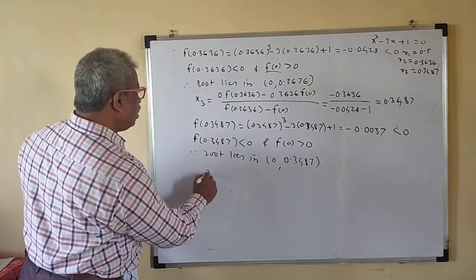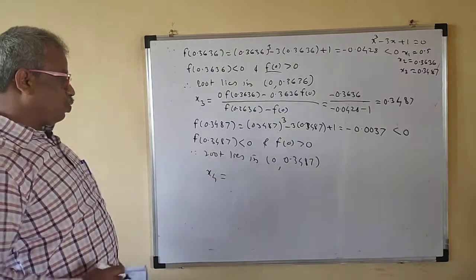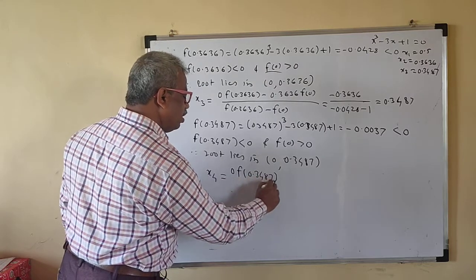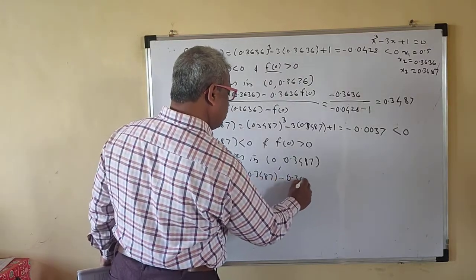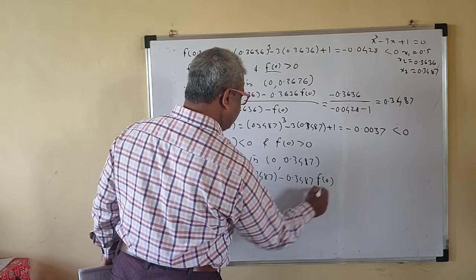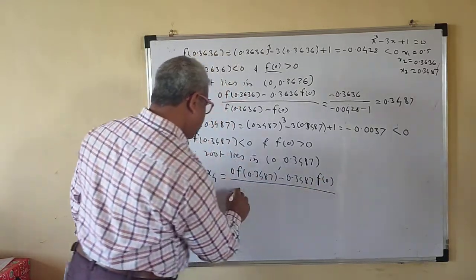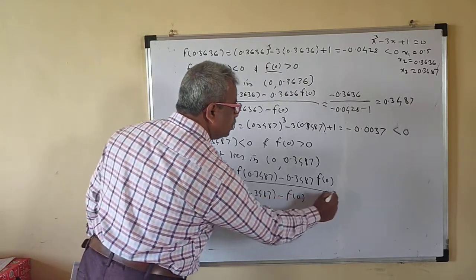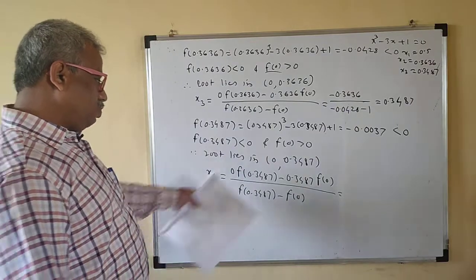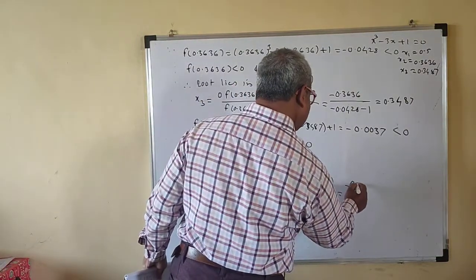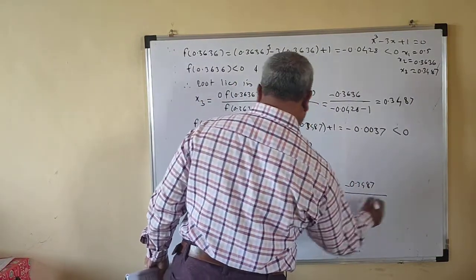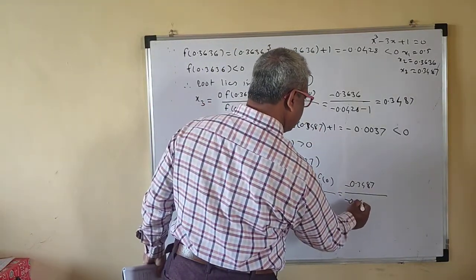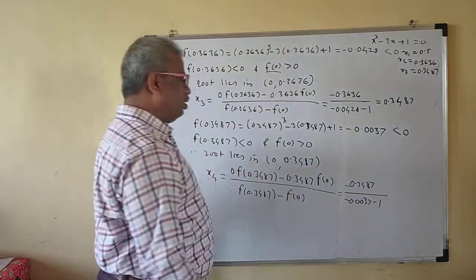0.3487. Now we will find the next approximation x4. So this is 0 f of 0.3487 minus 0.3487 into f of 0 upon f of 0.3487 minus f of 0. Now f of 0 is 1, so this is very simple. This is 1 upon this value. We got this value as minus 0.0037 minus 1. All are negative.